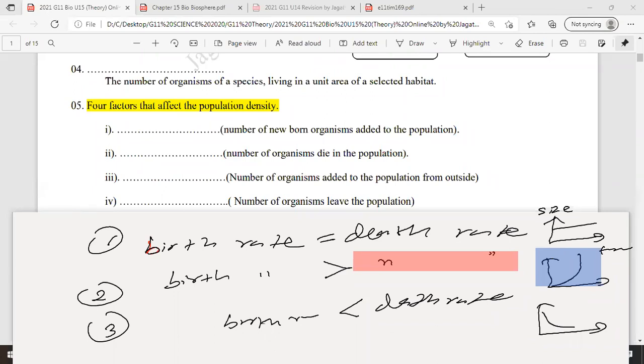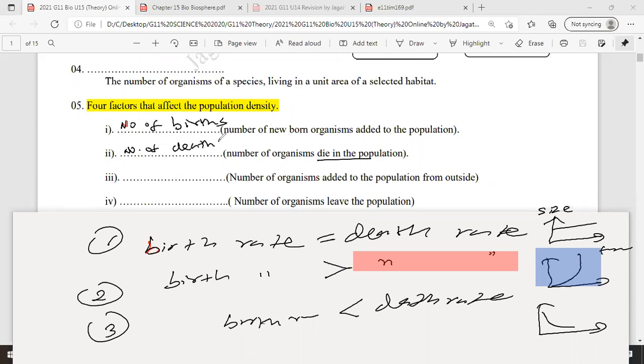So let's see what are the factors that affect the population density. Number 1, the number of newborn organisms added to the population. That means the number of births. You can write here birth rate or number of births. The first one will be number of births. So the birth rate. When the birth rate increases, the population density increases per unit time. The next one, number of deaths per year. That means those who die in the population. Number of deaths or death rate.